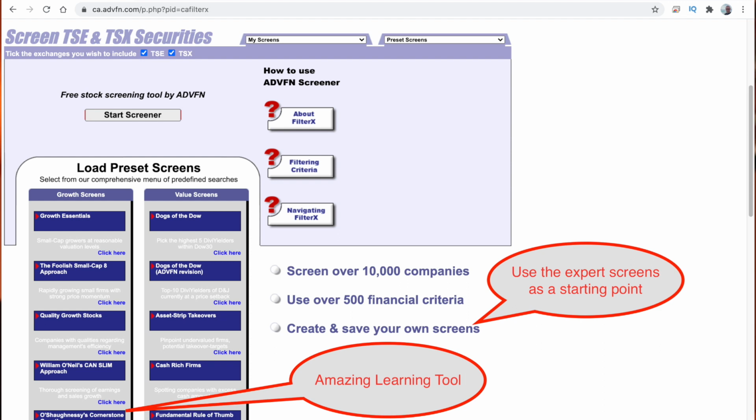So if you're reading a book by O'Shaughnessy, for example, on a particular screening method, or if you're into the CanSlim screening method, you can actually see some of the elements of those investing strategies or screening strategies reflected in these pre-built screens. You can run them yourself on your own country stocks to try to find stocks that fit that criteria, and then you can modify them, and add and remove different criteria and thresholds to build up your own screens to suit your own goals over time.